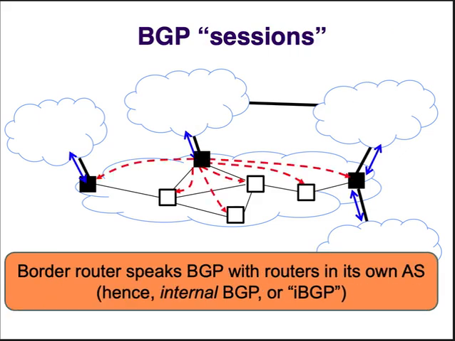The second type of session is the exchange of messages that happens between a border router and all the other routers, both border and interior routers, within its own domain, within that AS. We call these internal BGP sessions, or iBGP sessions. Okay, so these are iBGP sessions here in red. If your head is starting to hurt, eBGP, iBGP, IGP, I don't blame you.